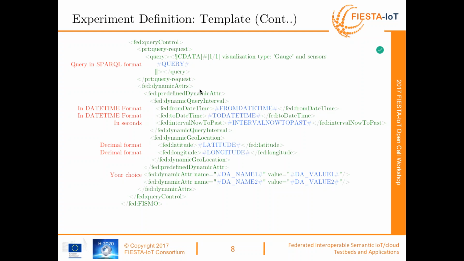Okay, and similarly, latitude and longitude information can also be provided, and other parameters that you want to have in the query as a dynamic attribute.